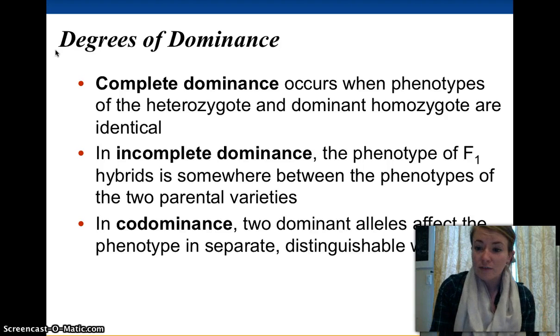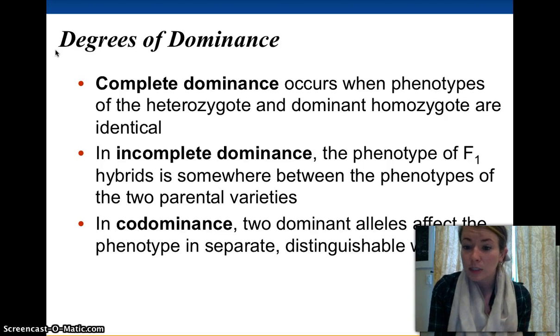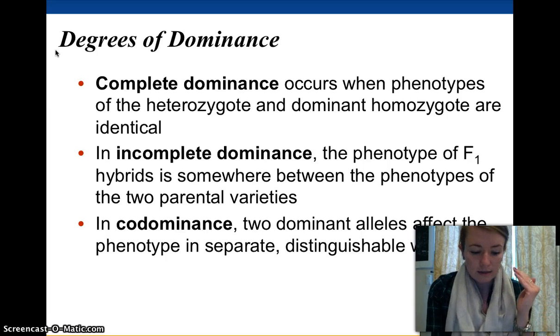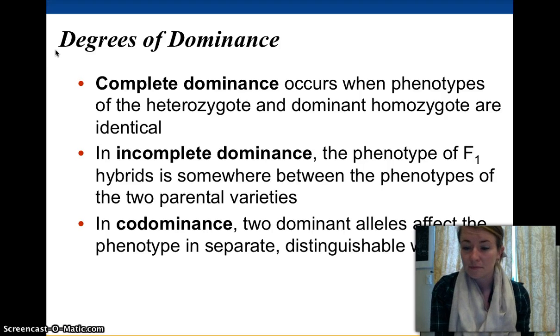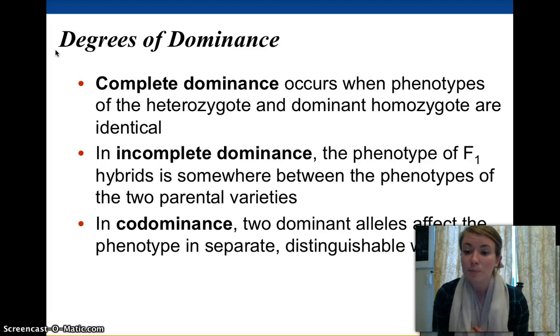So there's different degrees of dominance. Complete dominance is when the dominant gene completely covers the recessive gene. So in the case of purple and white flowers, you either have purple flowers or you have white flowers. If you're purple, you do not see the white. And if you're white and you get a purple gene, your whiteness is gone. Okay? So that is complete dominance. The dominant homozygote and the heterozygote are identical. But there's a couple of ways where that varies a little bit.